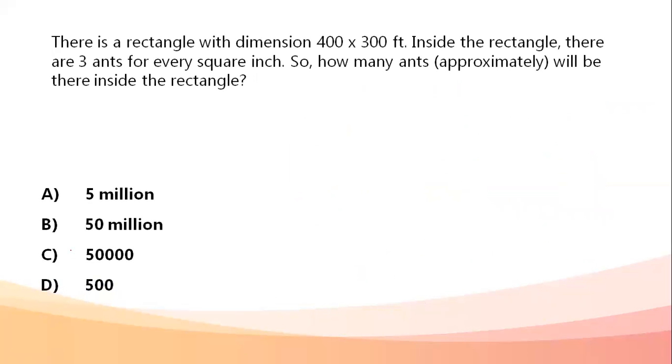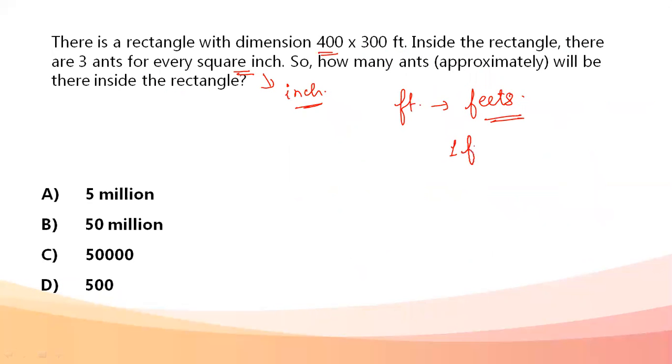Next question. In a rectangle with dimensions 400 by 300 ft, ft is feet. The dimensions are not given in meters, they are given in feet. Very important: there are 3 ants for every square inch. Since it is given in inches, we will always have to consider how many ants approximately will be inside the rectangle. One conversion I know is that 1 foot is equal to 12 inches. This conversion is known to us.